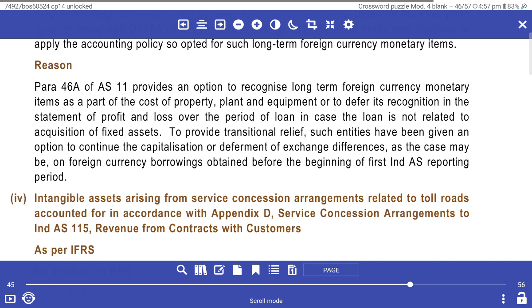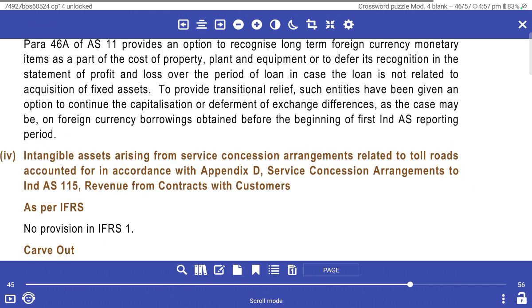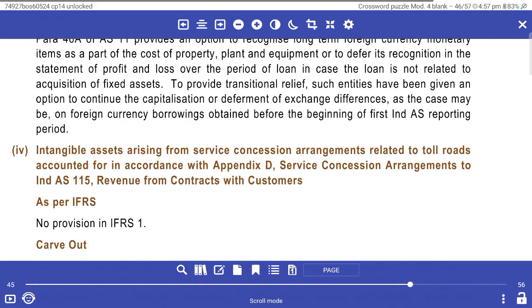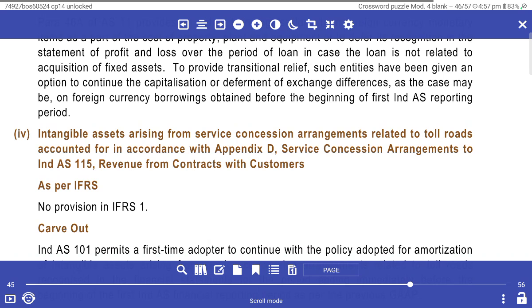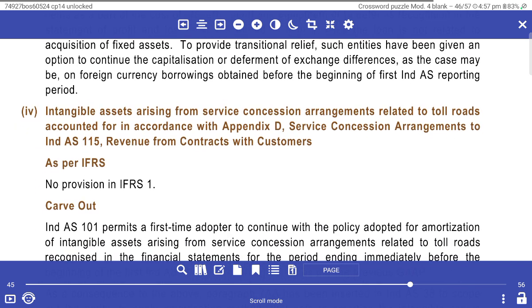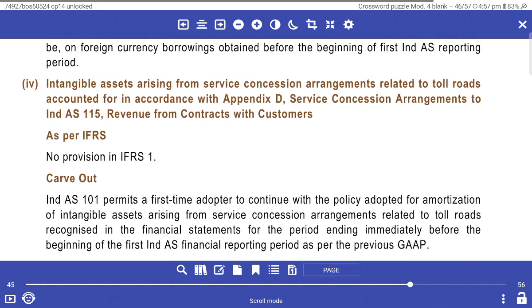Reason: paragraph 46A of Ind AS 21 provides the option to recognize exchange differences on long-term foreign currency monetary items as part of the cost of property, plant and equipment, or in the statement of profit and loss over the period of the loan, for loans not related to acquisition of assets. To provide transition relief, such entities have been given an option to continue to capitalize or defer exchange differences, as the case may be, on foreign currency borrowings obtained before the beginning of the first Ind AS reporting period.